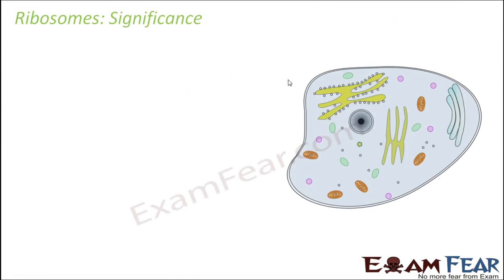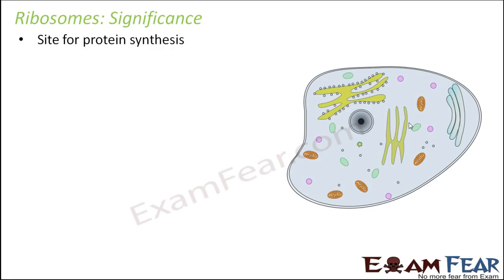Now let us quickly look at the significance of ribosomes. As I said, these are the site for protein synthesis. The proteins synthesized on free ribosomes get distributed randomly throughout the cytoplasm. The proteins synthesized on the rough endoplasmic reticulum, what happens to them? From the rough endoplasmic reticulum, they go to the Golgi apparatus, where they get packaged and then transported by transport vesicles. So protein synthesis is the main function of ribosomes.